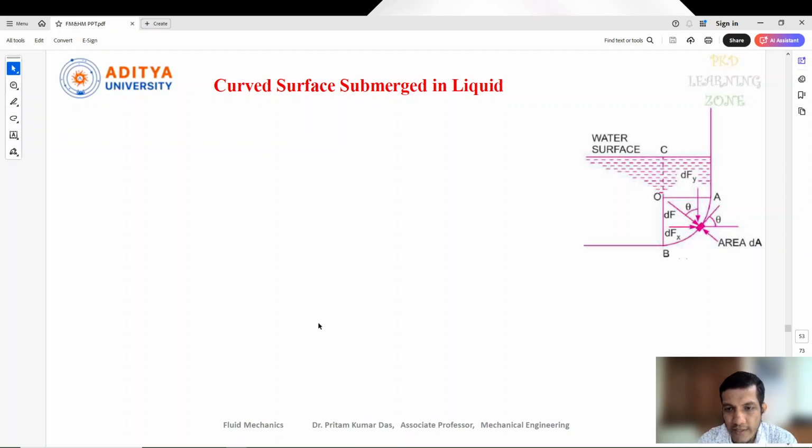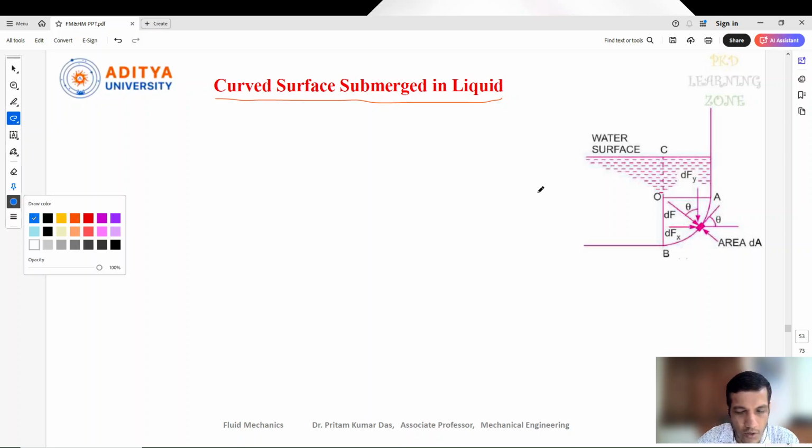In this lecture, we'll discuss the concept of a surface when the surface is curved and submerged in the liquid. Previously we have already discussed a few surfaces, plane surfaces like horizontal, vertical and inclined surfaces, when submerged in the liquid. So here we'll discuss on behalf of inclined and vertical.